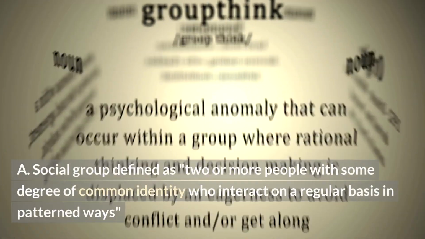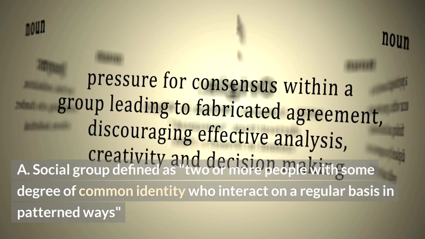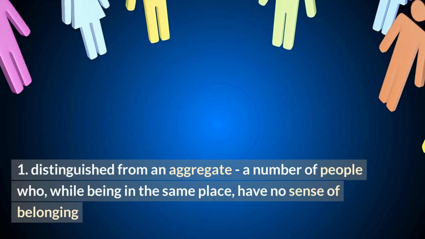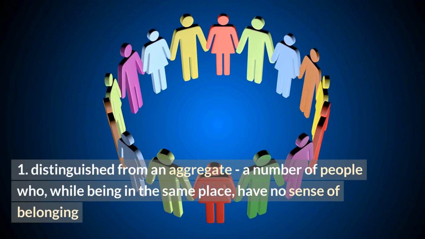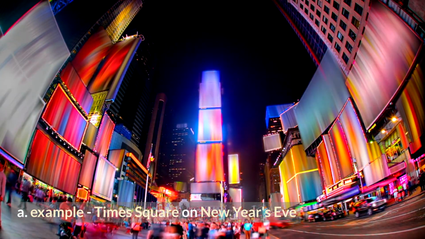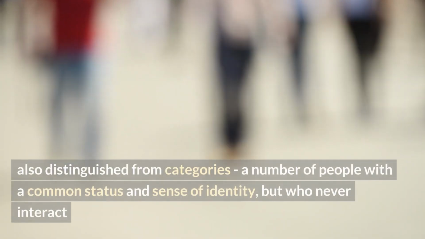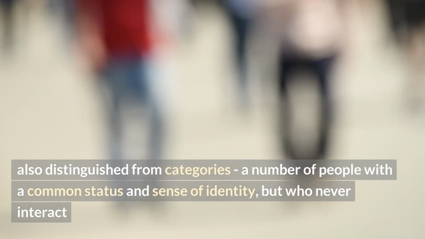A social group is defined as two or more people with some degree of common identity who interact on a regular basis in patterned ways. 1. Distinguished from an aggregate, a number of people who, while being in the same place, have no sense of belonging. An example: Times Square on New Year's Eve. 2. Also distinguished from categories, a number of people with a common status and sense of identity, but who never interact.